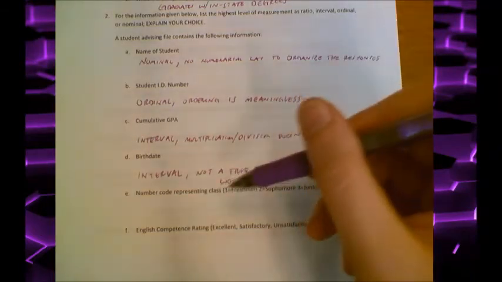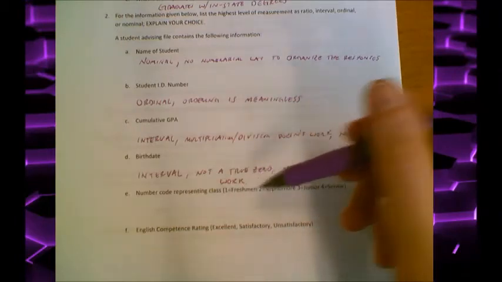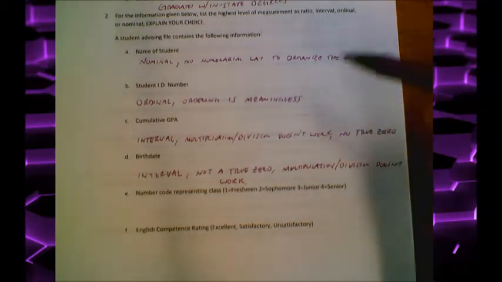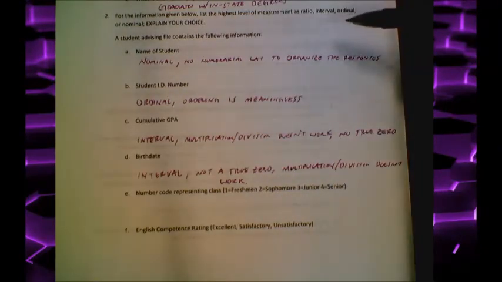For number E, we have a number code that represents the class. 1 being a freshman, 2 being sophomores, 3 being juniors, and 4 being seniors. The number code really doesn't matter here because you still could order those, but it is a little bit of a hint for you. So if I go freshman, sophomore, junior, senior, that's definitely nominal at least, but is it ordinal? Can I give that some kind of an order and have it actually be meaningful for me?